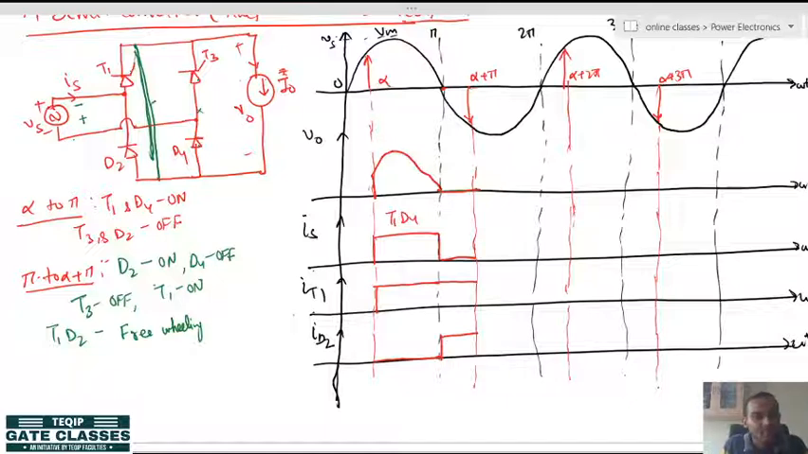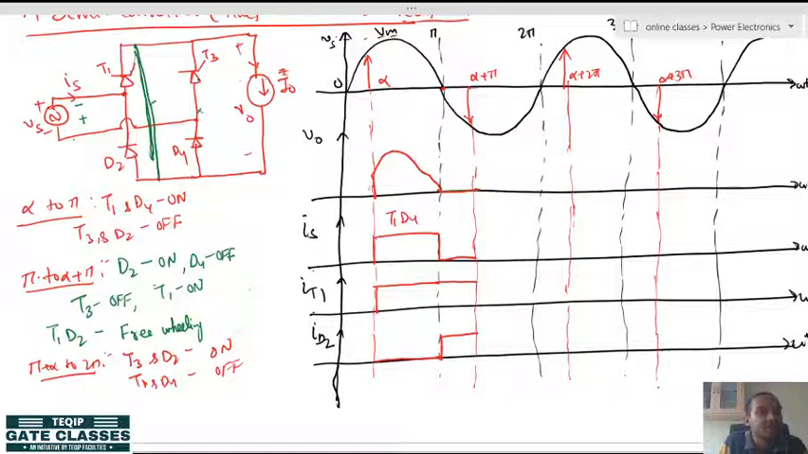Now, come to the next instant, that is from pi plus alpha to 2 pi. At pi plus alpha, immediately T3 is getting the gate pulse. As soon as T3 gets the gate pulse, it will be turned on, and when T3 turns on, T1 will become reverse biased and will be off. Diode D2 was already on, so T3 and D2 will be on and T1 and D4 will be off.